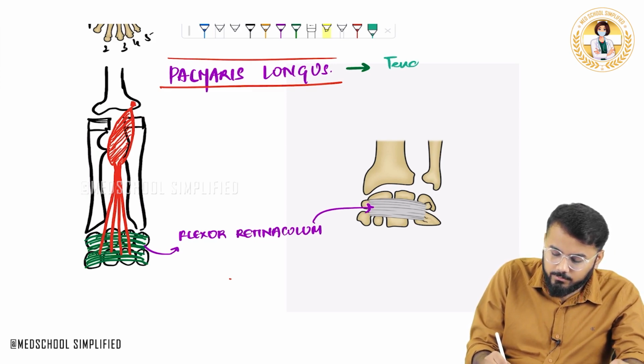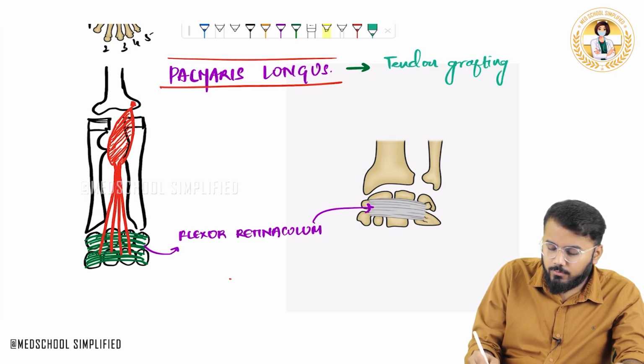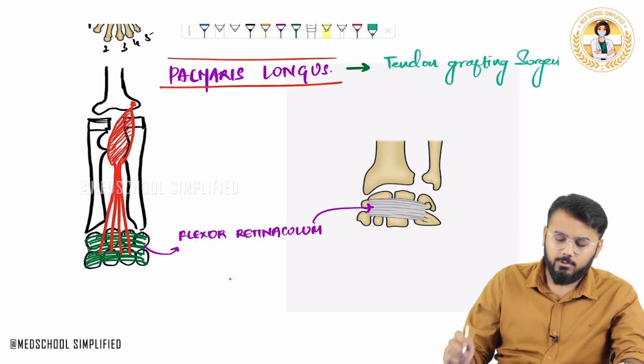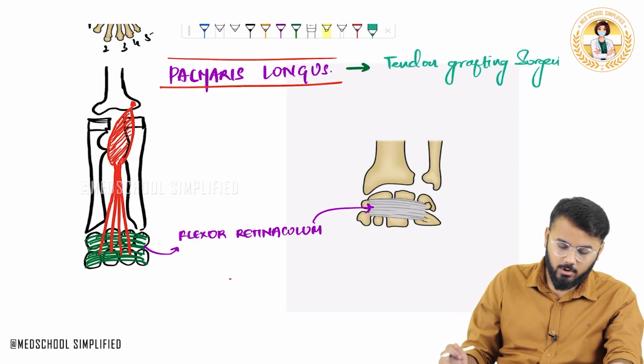For tendon grafting surgeries, we basically use this palmaris longus tendon.